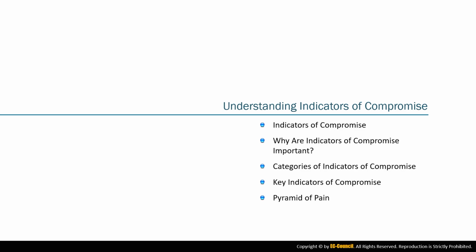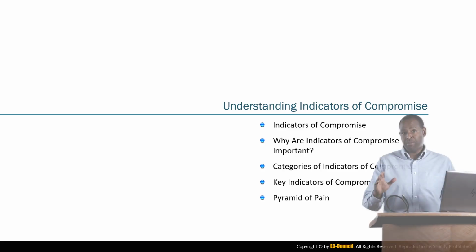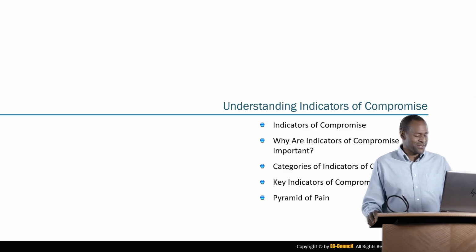We're going to look at the indicators of compromise, why they're important, some of the categories, the key indicators of compromise, and lastly, the pyramid of pain. So we'll look at that briefly also.